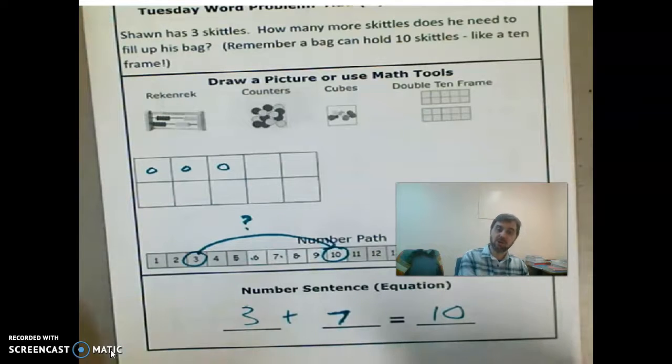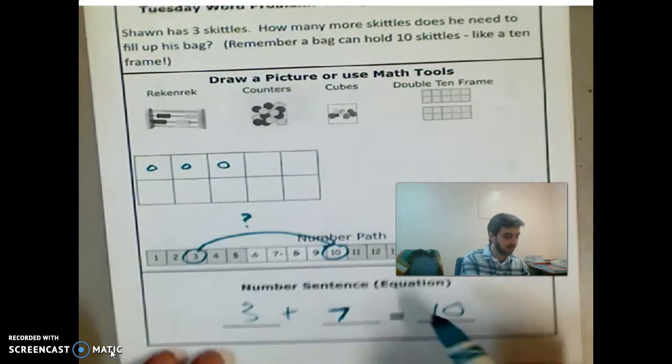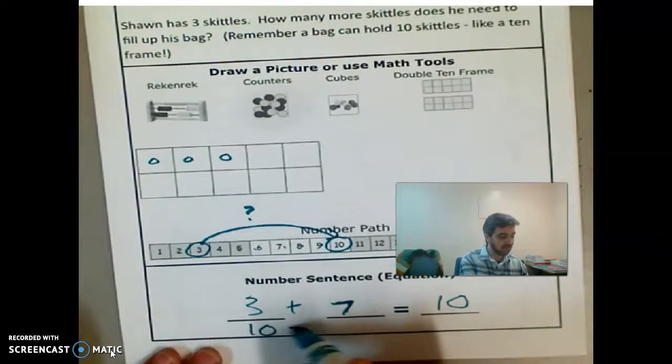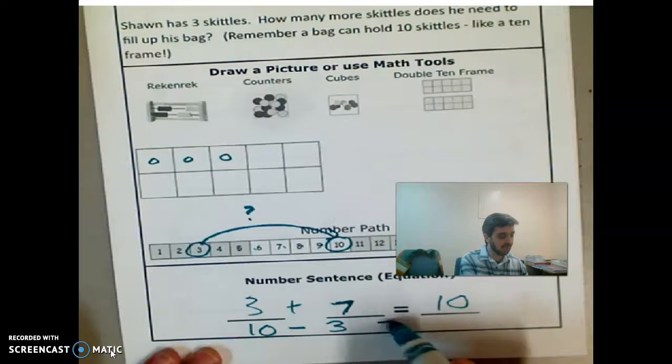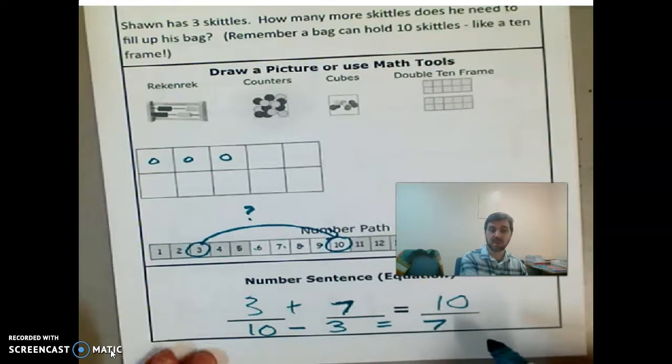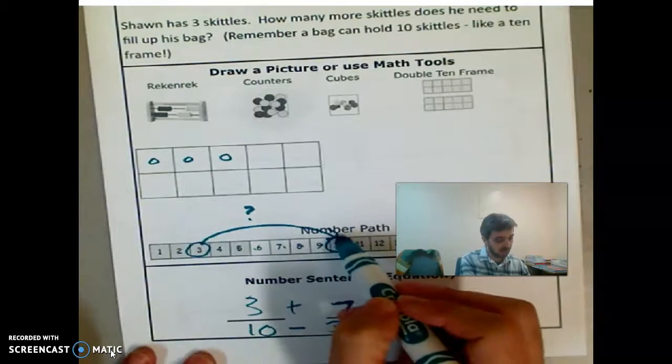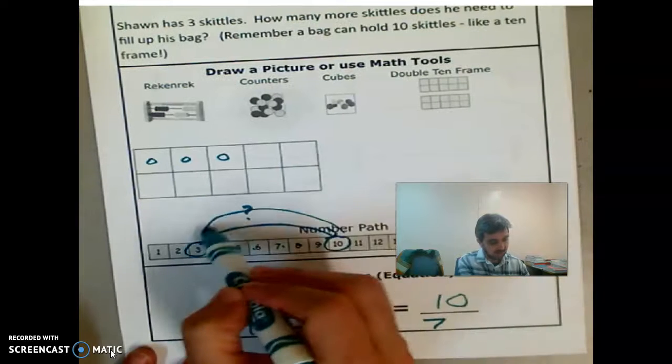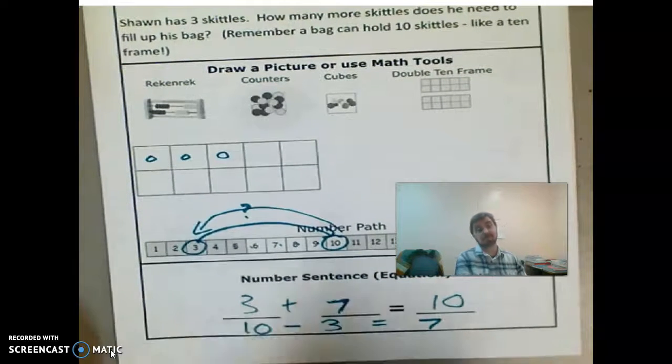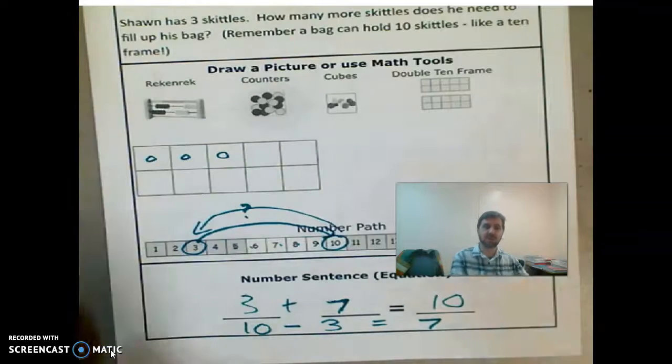You could have also thought of it as subtraction. You could have thought of it as 10 take away 3 gives me the difference between 10 and 3. Because look, you could have started at 10 and gone back 7 to get to 3. So there's your connection between addition and subtraction. All right, what's next, boys and girls?